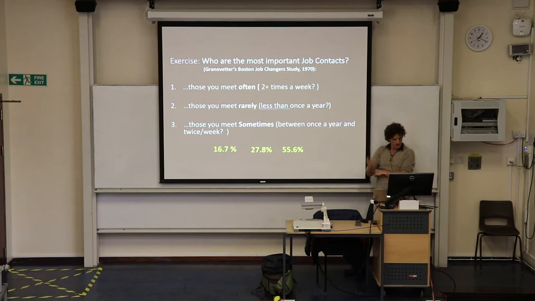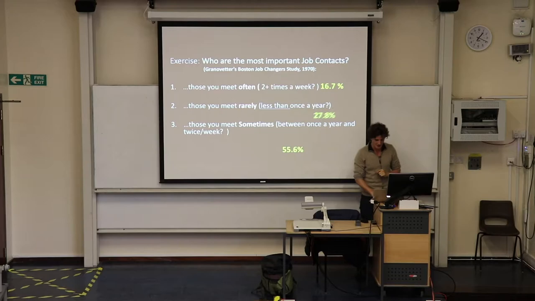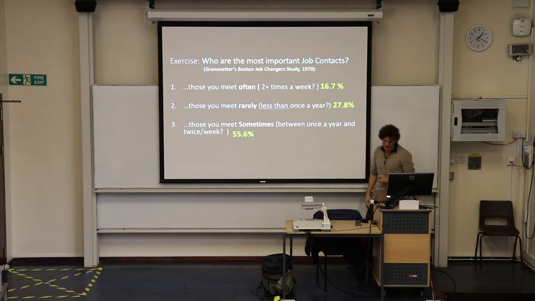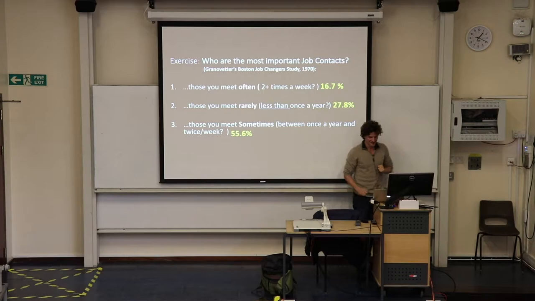Second question. Who is more likely to find you a job? The people you meet rarely or the people you meet often? Who thinks often? Okay, who thinks rarely? All right. Well, you guys are actually quite better than I expected because, yes, the people you meet often are the smallest category of people who find you jobs. The people you meet rarely, second smallest, and the people you meet sometimes account for more than half of all job finding successes.